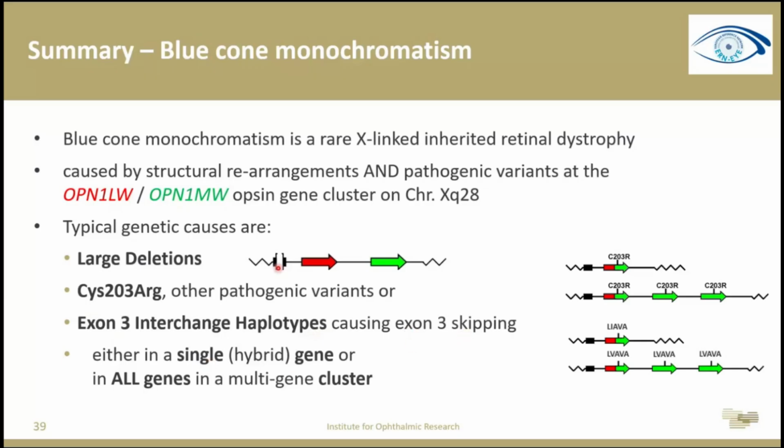But in that case, if they are related to blue cone monochromatism, this means either there is only a single gene in the cluster carrying this mutation, or all genes in the cluster, or at least the first two genes, need to carry a deleterious variant. Otherwise, Bornholm eye disease needs to be considered.